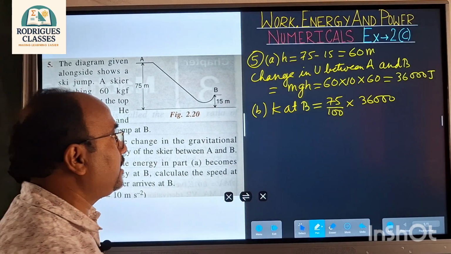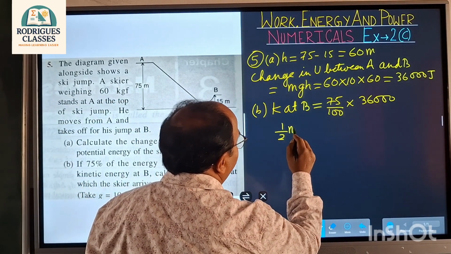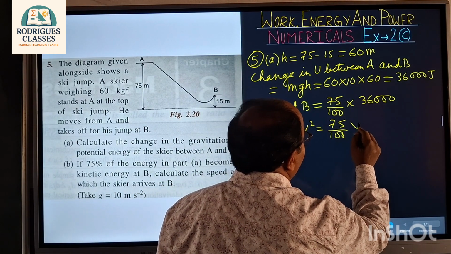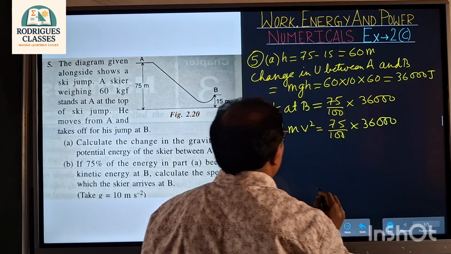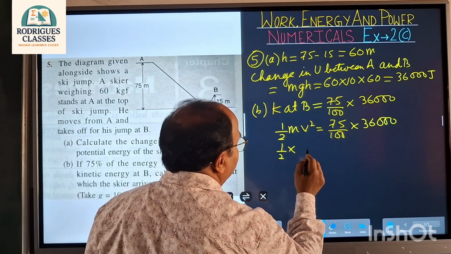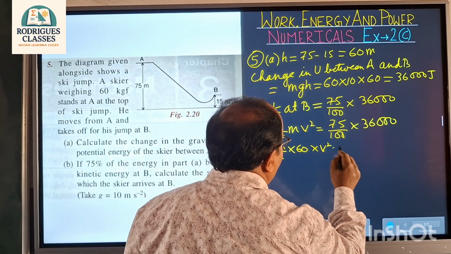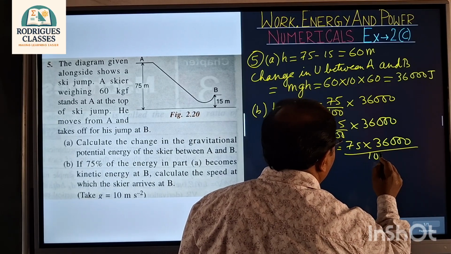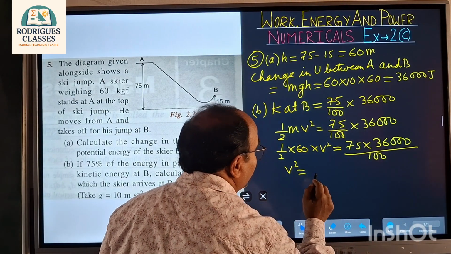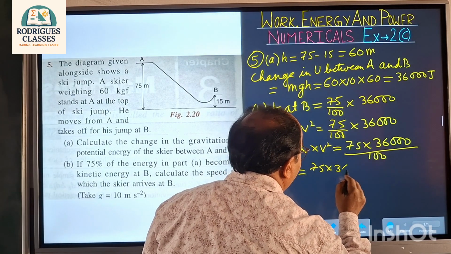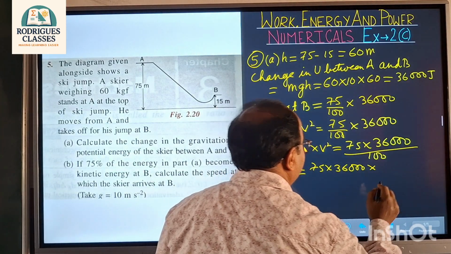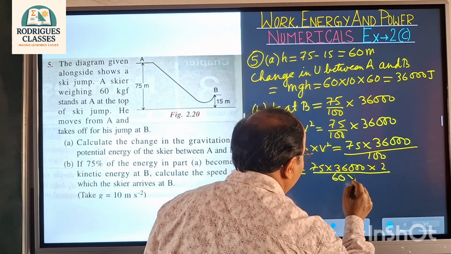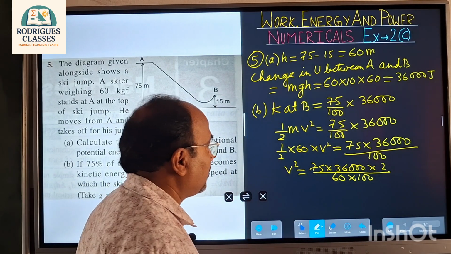I need to know the speed there. So for kinetic energy, I will write half mv square is equal to the same value. I will just copy it now. Now half m is 60, then v square equals 75 into 36000 by 100. So v square equals 75 into 36000 into 2, which comes from here, and 60 will come down, and here 100. So we can solve it out now.